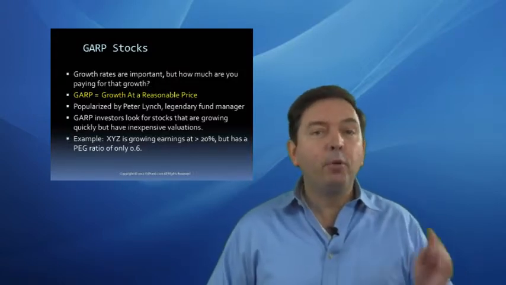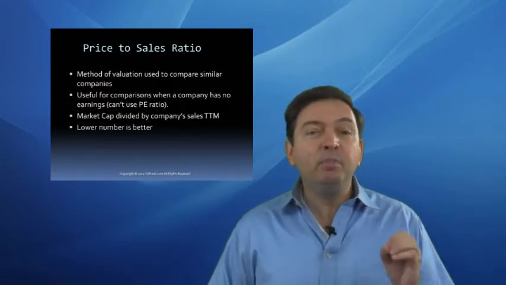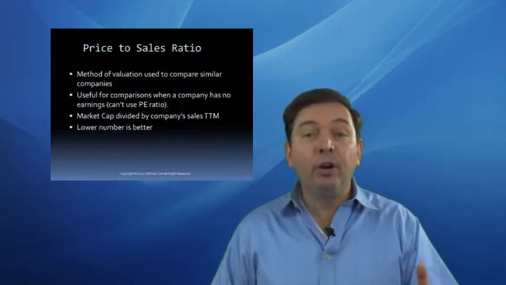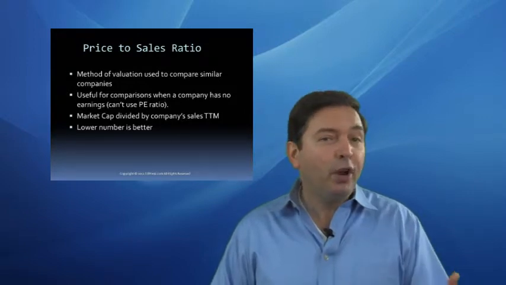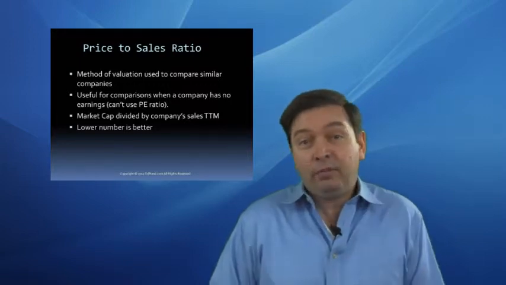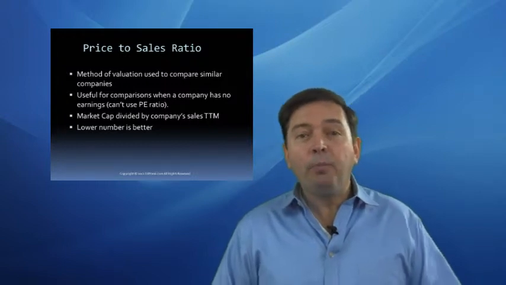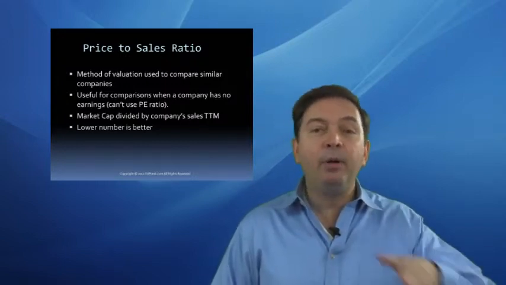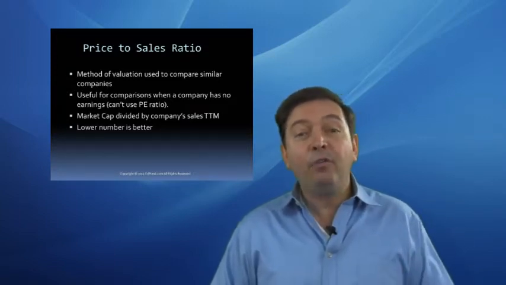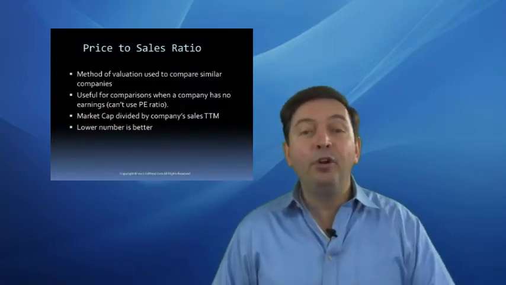Here's another concept, price to sales ratio. You already understand price earnings. What about price to sales? This method of valuation is used to compare companies that have similar businesses. And it's also very useful to compare companies when one of the companies or both have no earnings, and that happens. Some companies don't have earnings, so they don't have a PE ratio. So price to sales, how do we come up with that? That's the market cap divided by the company's sales for the TTM, the trailing 12 months. And of course, just like PE ratio, price sales ratio, you prefer a lower number.